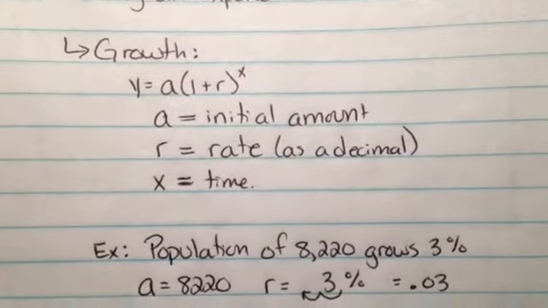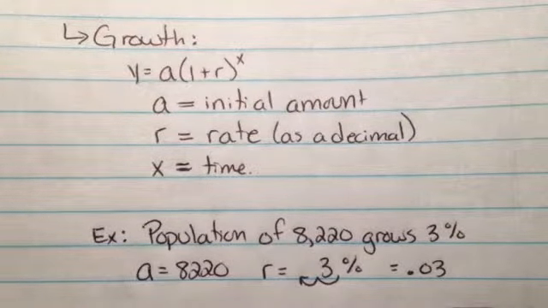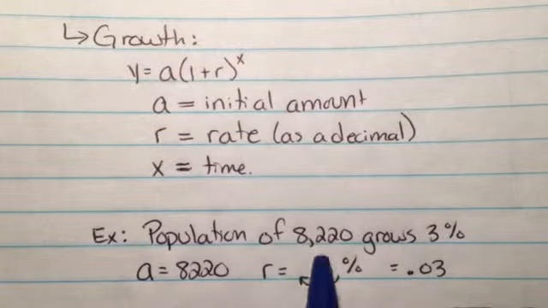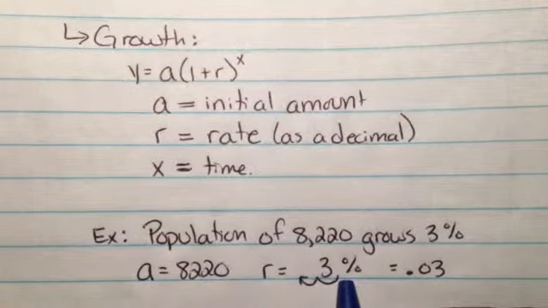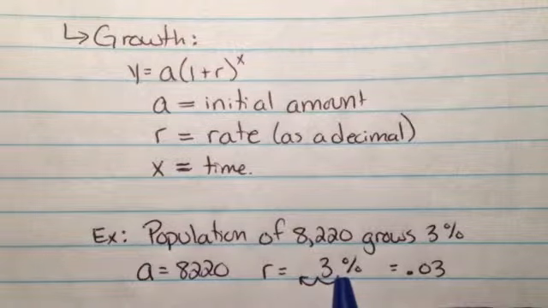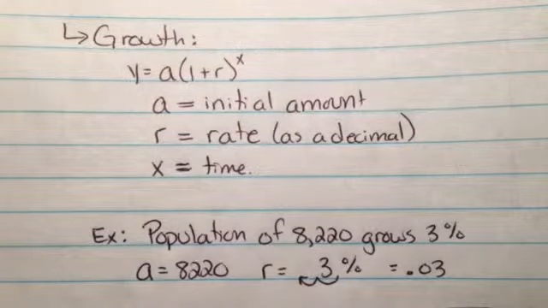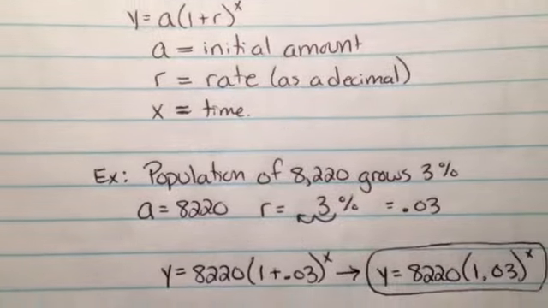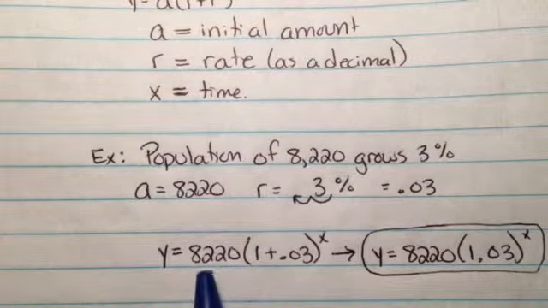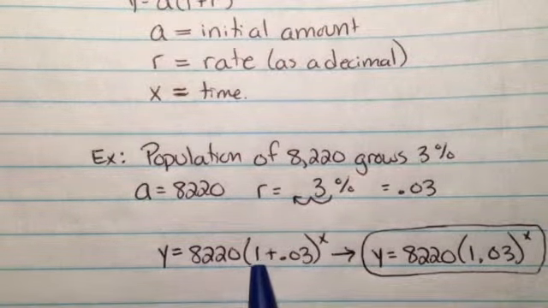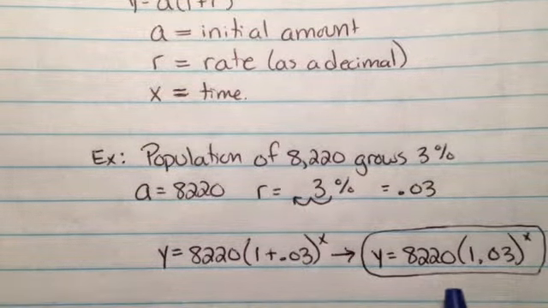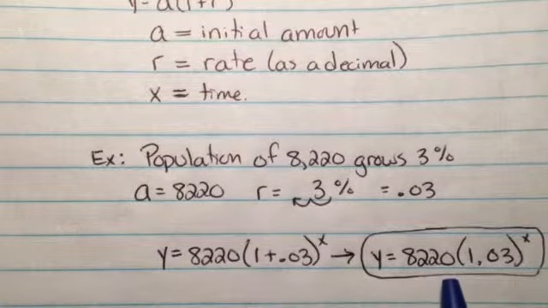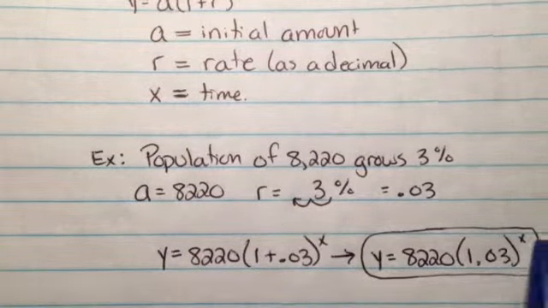Here's an example. We have a population of 8,220, and it's going to grow 3%. Here's the original amount, or the initial amount, A. Your rate is 3%. We're going to move that decimal 2 places to the left, and we get 0.03. So we go ahead and plug those in. 8220, 1 plus 0.03, and when you simplify that, you get 1.03. 8220 times 1.03 to the x power.